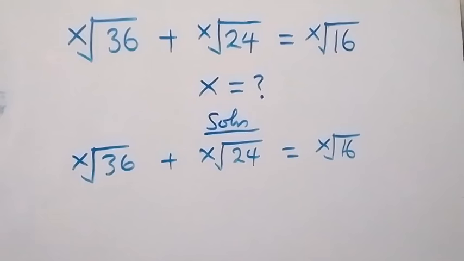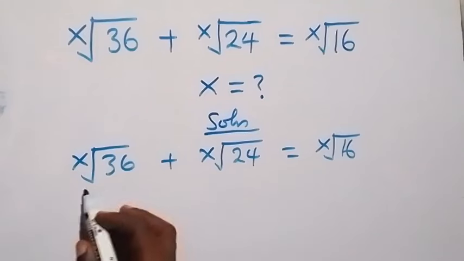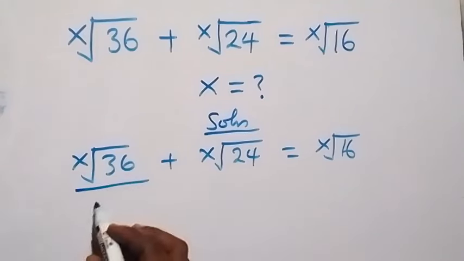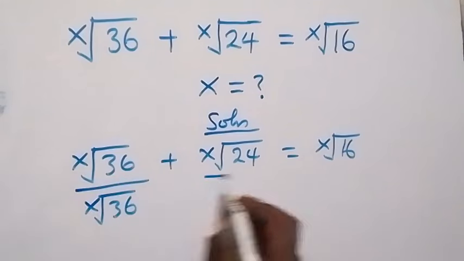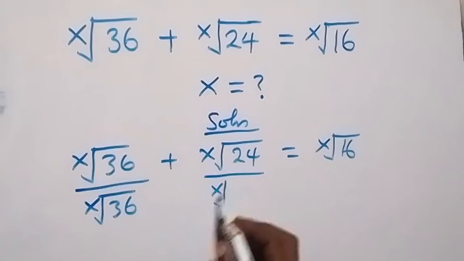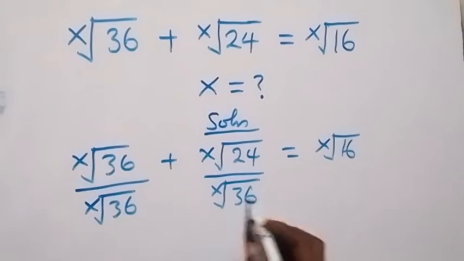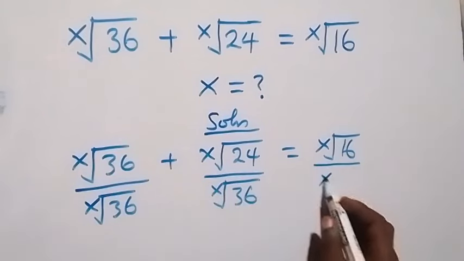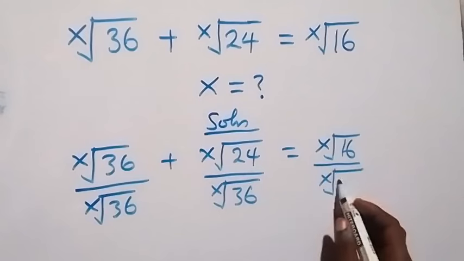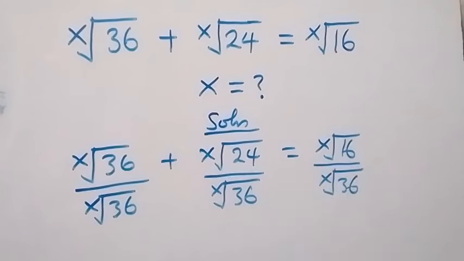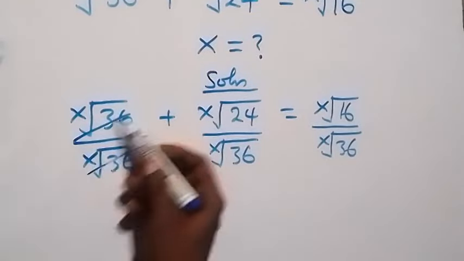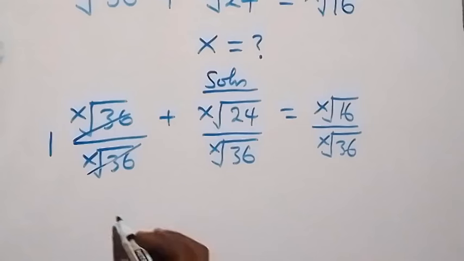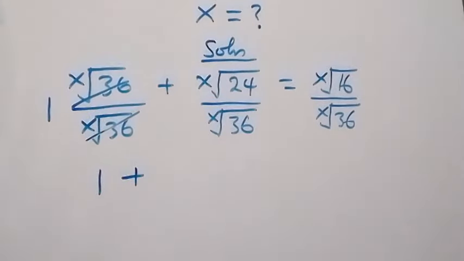From here, we can divide through by x-th root of 36. Then this also divided by x-th root of 36, and this also divided by x-th root of 36. Then from here, this cancels each other and we are left with 1. So that we have 1 plus what we have here.